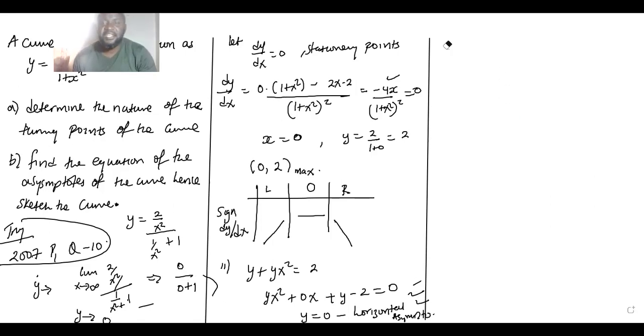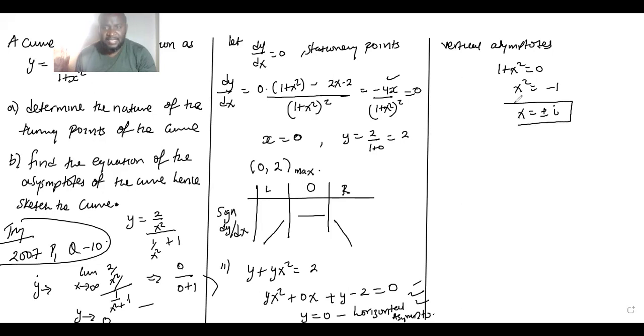Now, remember, we are also supposed to investigate the vertical asymptotes. Vertical asymptotes, we equate the denominator to 0, if you recall. So 1 plus x squared is 0. You see that x squared is equal to a negative 1. This gives us x is equal to plus or minus i. Whereby this is not real. So it can't be drawn on a real plane. So it has no vertical asymptotes.